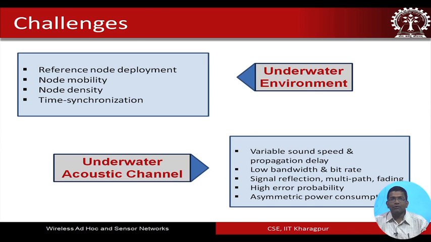There are different challenges of the underwater environment and the underwater acoustic channels. I am just going to read them once again, because we have already gone through them in the past. First of all, reference node deployment is a very important issue. Without that, you cannot localize any of the other nodes whose positions are not known. Node mobility is a very important challenge to take care of. Then node density, time synchronization, etc. The acoustic channel has different characteristics: variable sound speed and propagation delay, low bandwidth and bit rate, signal reflection, multipath, fading, etc., high error probability, asymmetric power consumption. These are the different properties of the underwater acoustic channel.